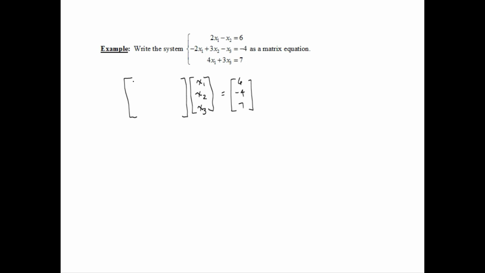x1, what are our coefficients of x1? 2, -2, and 4. Now let's move to x2. We have -1, 3, 0. Now we move to x3. First row I get 0, then -1, and then +3. So there's my matrix equation.